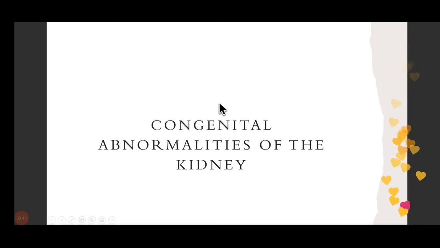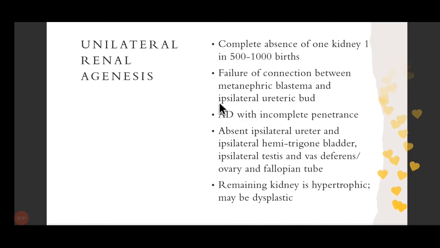So we'll just briefly touch upon the various congenital abnormalities of the kidney. First one is unilateral renal agenesis. There is complete absence of one kidney. It is seen in 1 in 500 to 1,000 births. There is failure of connection between the metanephric blastema and ipsilateral ureters, but it is an autosomal dominant disease with incomplete penetrance.